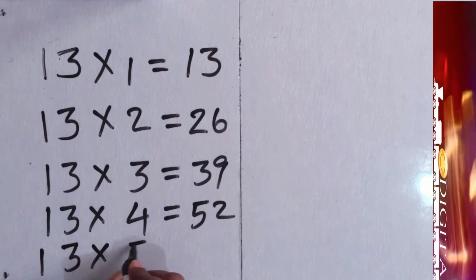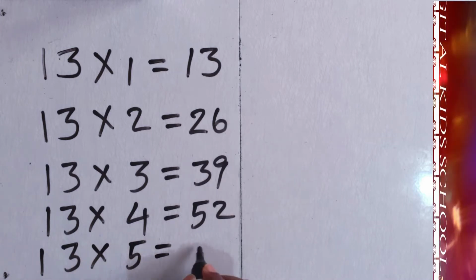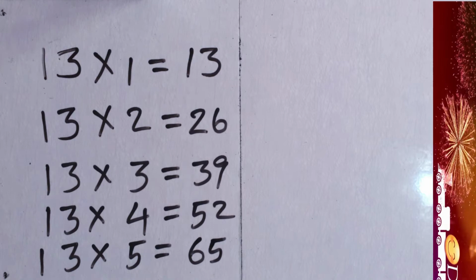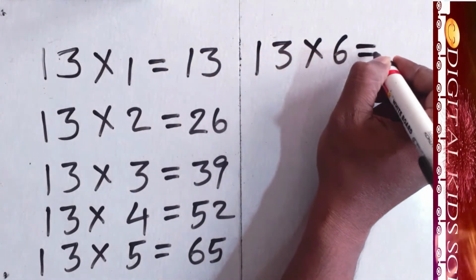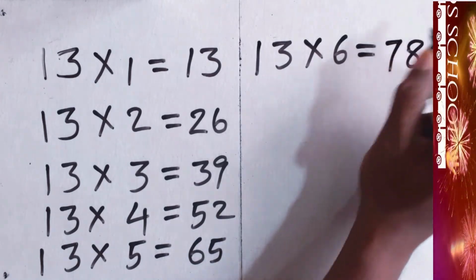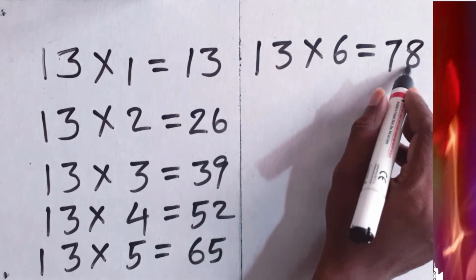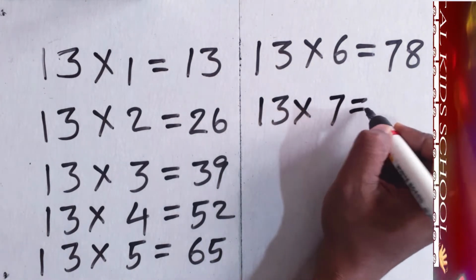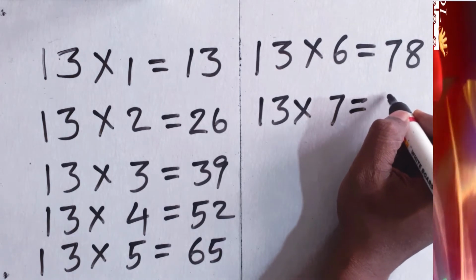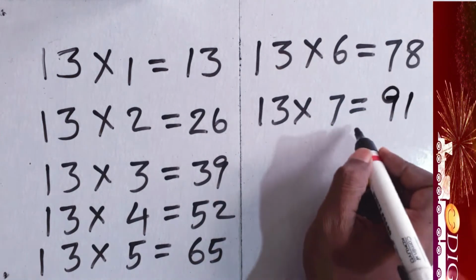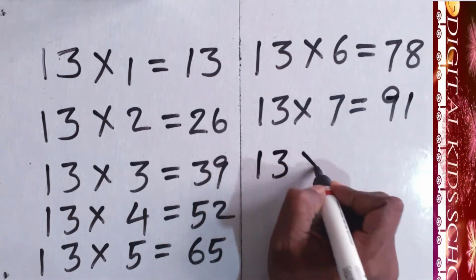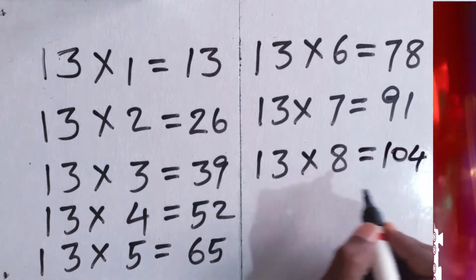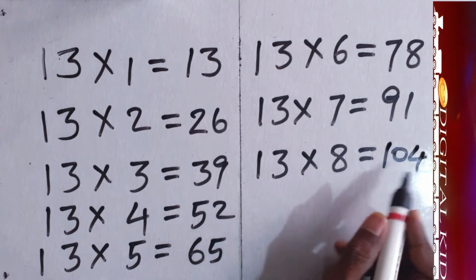13 into 5 is equal to 65. 13 5s are 65. 13 into 6 is equal to 78. 13 6s are 78. 13 into 7 is equal to 91. 13 7 ja 91. 13 into 8 is equal to 104. 13 8 ja 104.